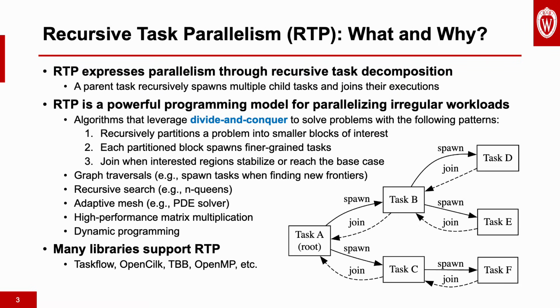Examples of RTP include graph traversals, recursive search, adaptive mesh, matrix multiplication, dynamic programming, and so on and so forth. That is why mainstream parallel programming libraries all support RTP, like Taskflow, OpenCilk, TBB, and OpenMP.